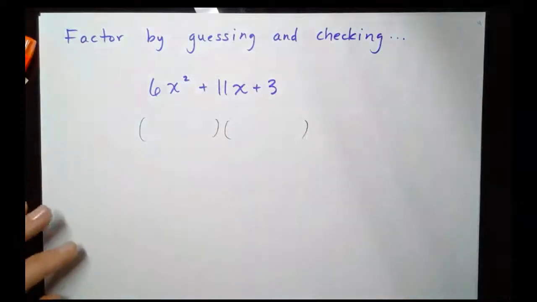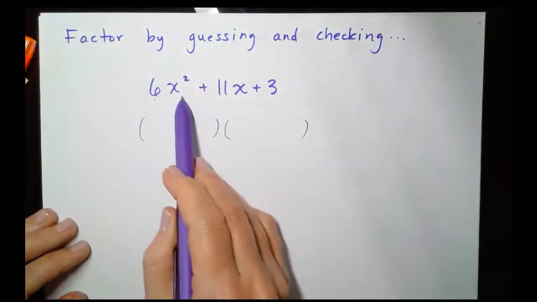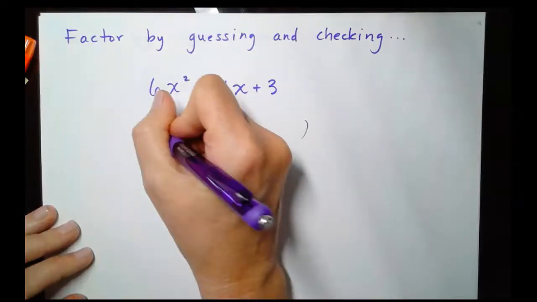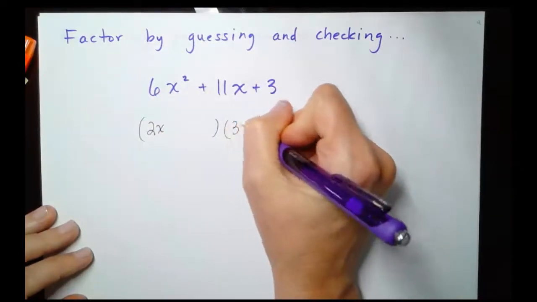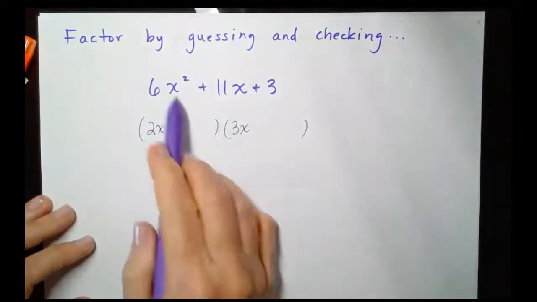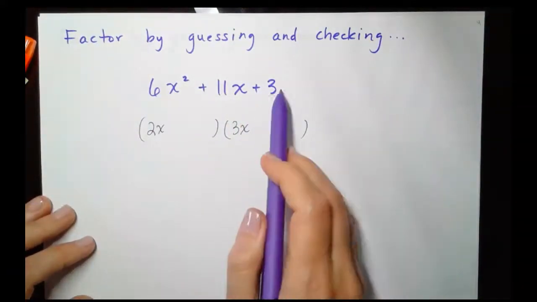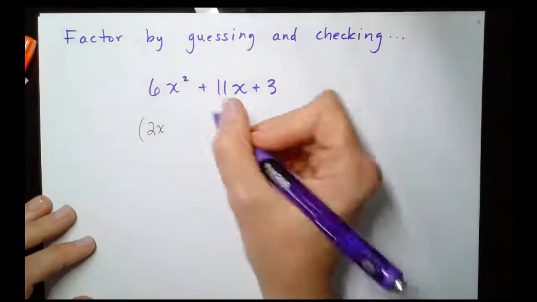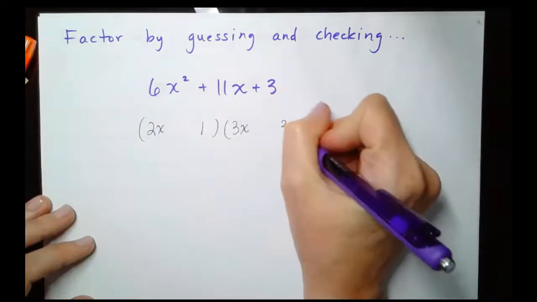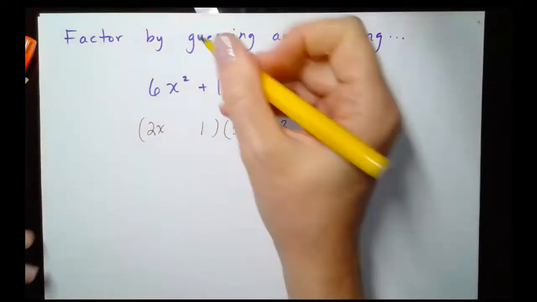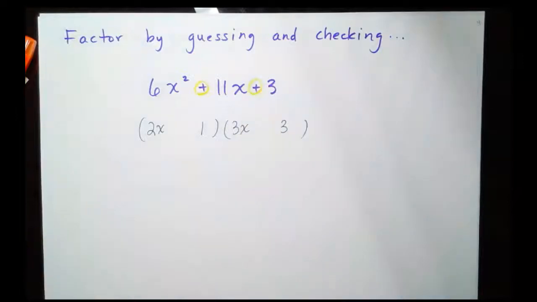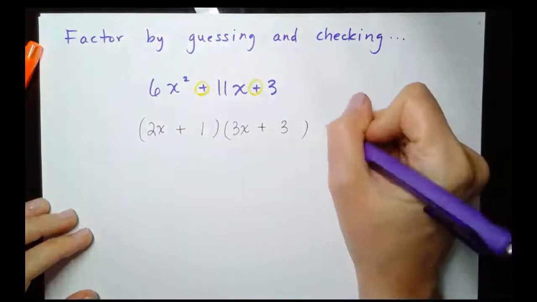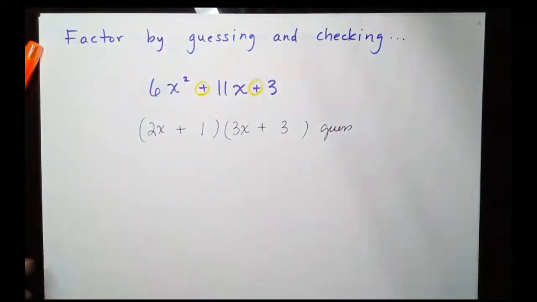We're going to make a guess based on the first term. What times what is 6x squared? Let's try 2x and 3x. 2x times 3x gives us the 6x squared. What times what is 3? 3 is a prime number. There's only one choice, 1 and 3. So let's put a 1 here and a 3 here. Now here's what I know. Again, plus plus in the original problem is going to be plus plus in the factors. This is our guess.